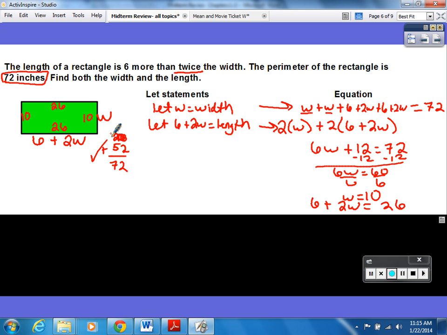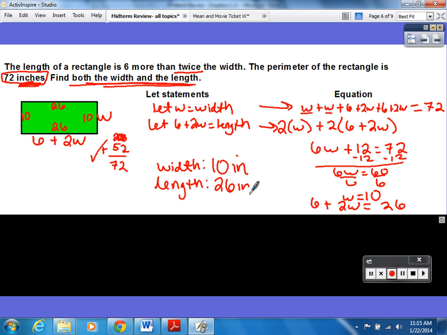Cha-ching. It checks. And now the last part, answering the question. Find both the width and the length. And so here's our answer. The width is equal to 10. I don't see a label. Oh, no. I'm sorry. 10 inches. There is a label here. We want to always make sure we're labeling our answers. And the length is equal to 26 inches.